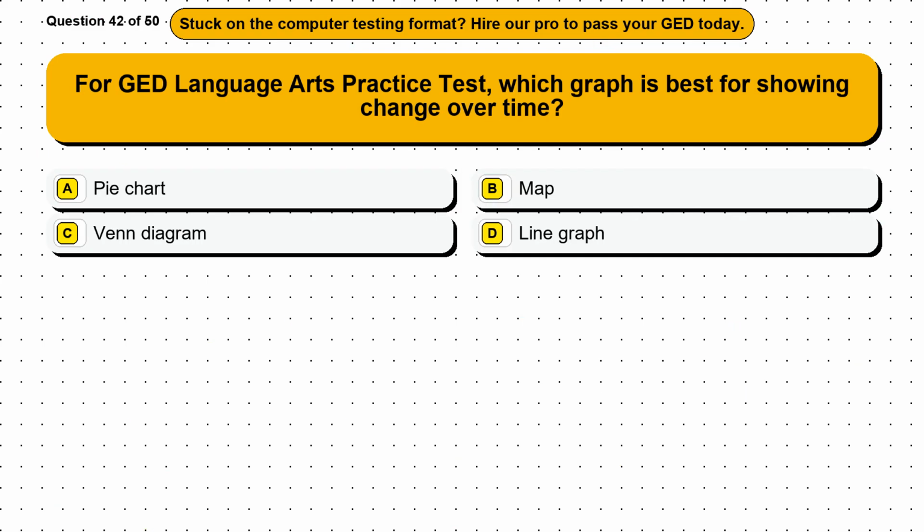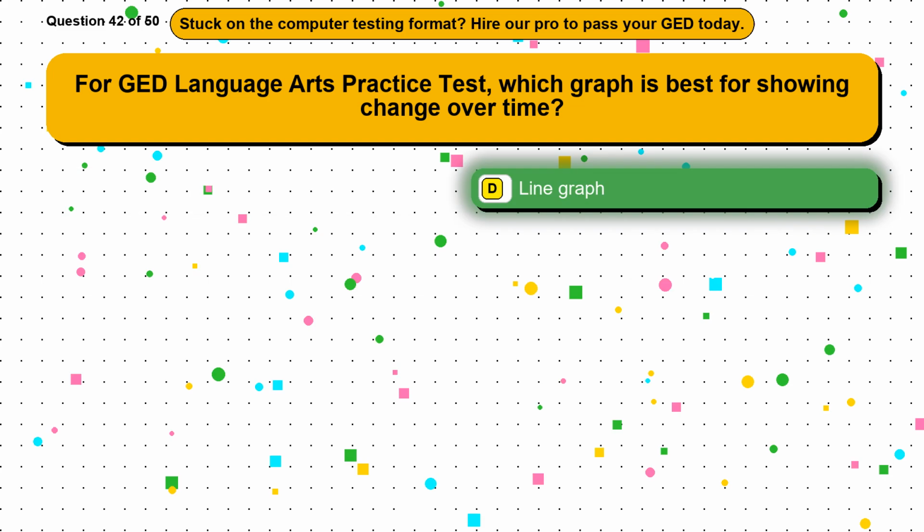Question 42. For GED language arts practice test, which graph is best for showing change over time? Option A, pie chart. Option B, map. Option C, Venn diagram. Option D, line graph. The correct answer is option D.